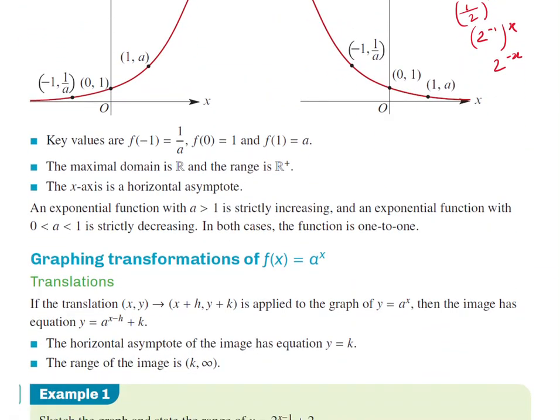An exponential function with a greater than 1 is strictly increasing. So in other words, if you go further right, any point to the right of where I am at the moment will be higher than the previous point, which is what strictly increasing is. And for a between 0 and 1, it's strictly decreasing.